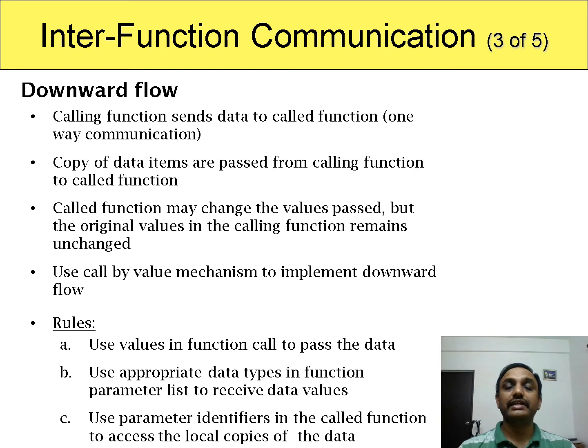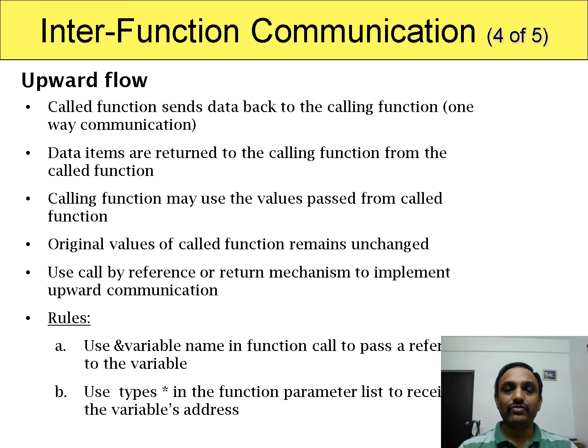The calling function sends data to the called function. That is one-way communication, so calling to called is downward flow. Here, a copy of the data items is made. Mainly this comes under the call by value mechanism. While using this downward flow, we have to use appropriate data types in the function parameter list to receive the data values.